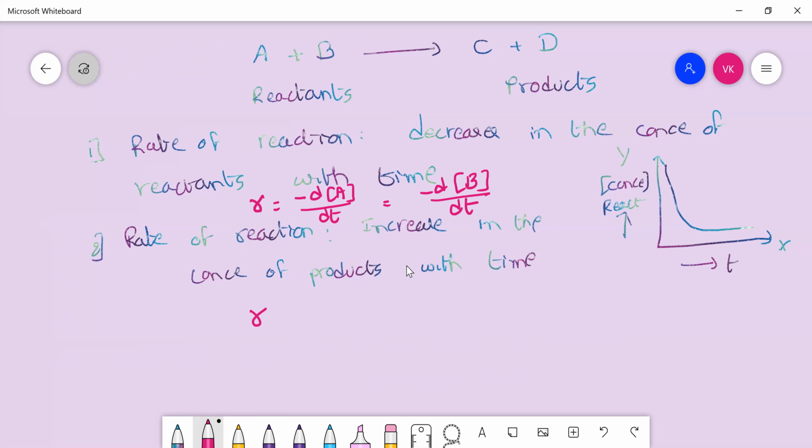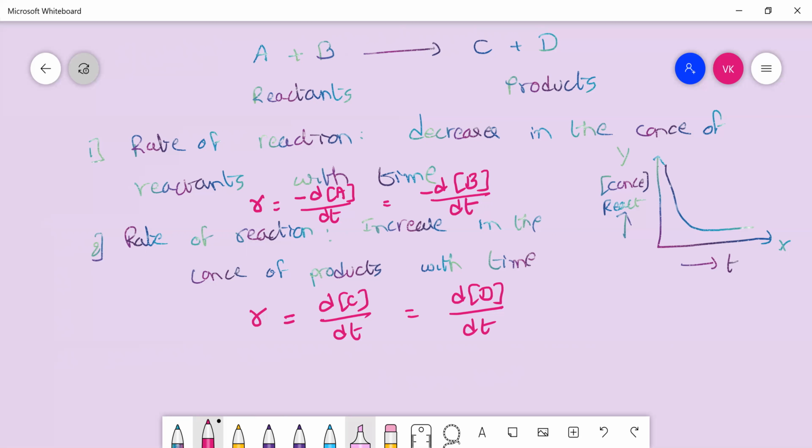Similarly, that can be equated to product as well. Product concentration should always be taken as positive. That equals one more product we have, that is D, so the increase in the concentration of D with time.